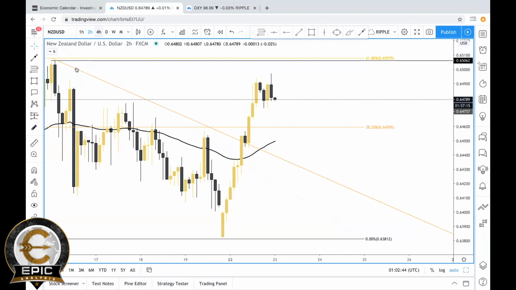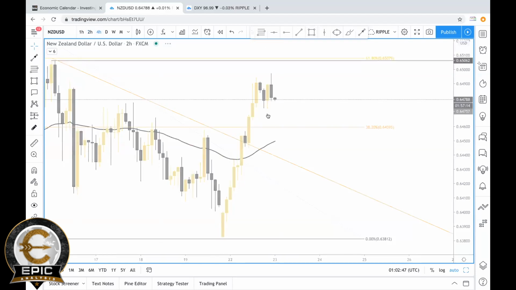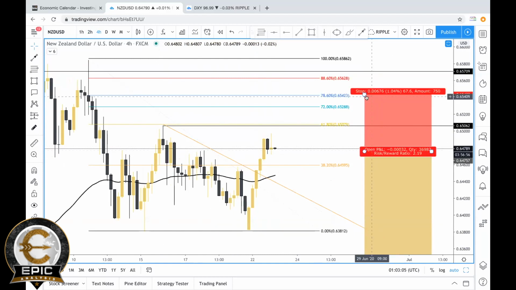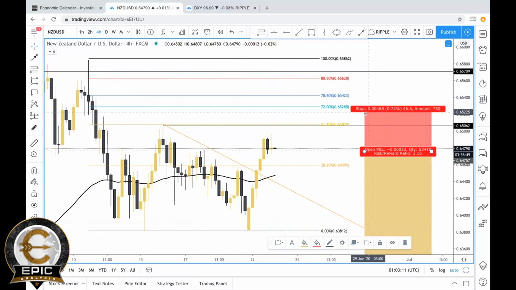And if you do want to enter, just know that these highs over to the left, the market still hasn't broken above. So I would put my stop loss a few pips above the 61.8. If you were looking for an aggressive entry, I would make sure to use proper risk management. But for me personally, I would rather wait for more confirmation. That's just if you want to trade a little bit more aggressively.